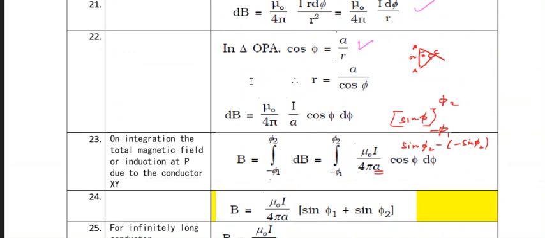Therefore, integration between the limits of minus φ1 to plus φ2 of dB is equal to μ0 I divided by 4π A. Being constant, it is taken out, and I have taken only cos φ dφ. On integration it becomes sin φ between the limits of φ2 and minus φ1. Sin φ2 minus of minus sin φ1, therefore it becomes plus. So you can put simply sin φ1 plus sin φ2, that is the integrated value.